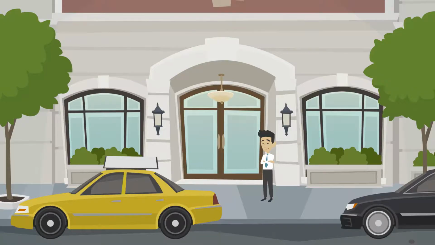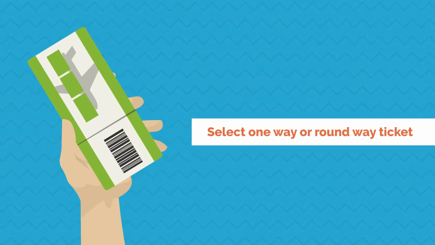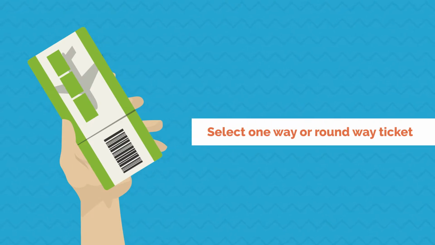Choose your pick-up or drop-off location from the table above. Select from the drop-down options the number of persons in your travel party. Select from the drop-down options for one-way or round trip.